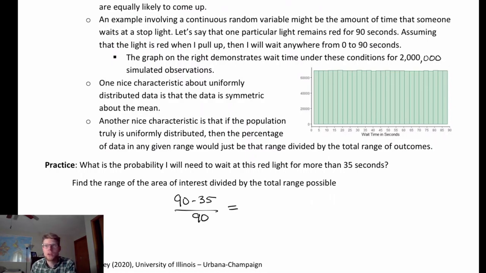You might be wondering, since it says more than 35 seconds, does that matter? Should I say 36 seconds? Should I say 35.1 seconds?